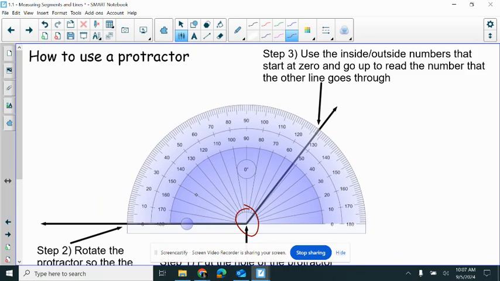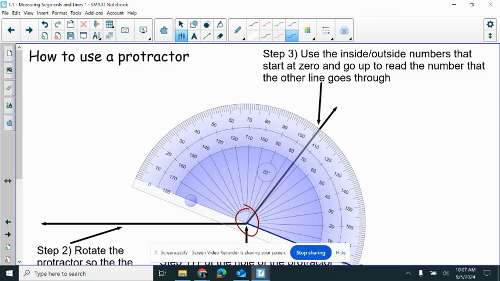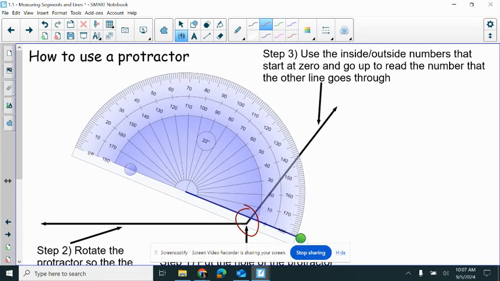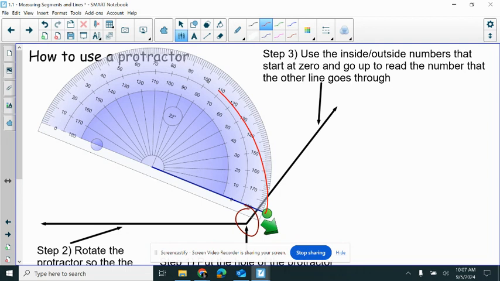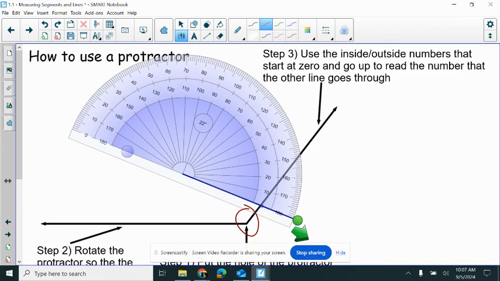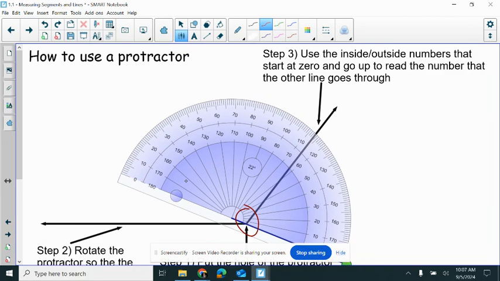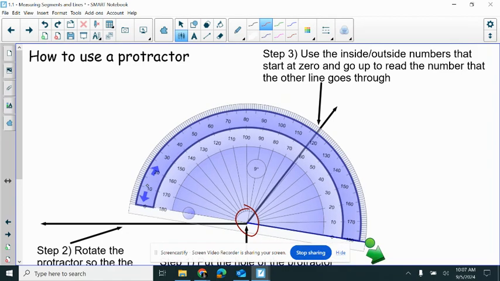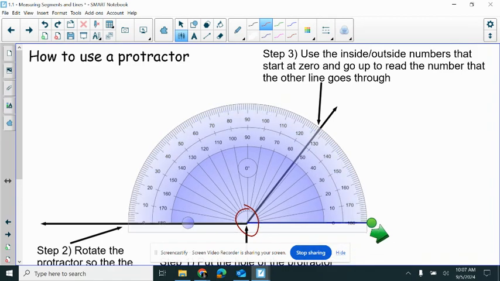Then what you have to make sure you do is, on the protractor, there is this line. The line goes through that hole, through the 0 and the 180. You have to make sure that line lines up with the bottom part of the angle. So right there, the bottom piece of the angle lines up with the 180 and the 0. That's the second step, to make sure it lines up.